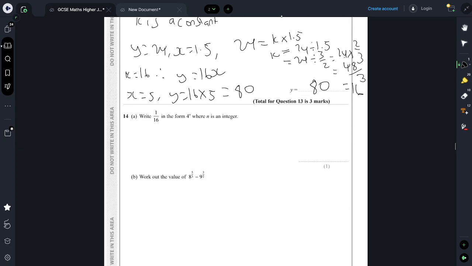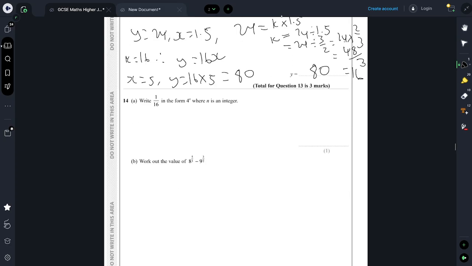Okay, so now on question 14. Write a 16th in the form 4 to the n. So there's a clue here. We can write this in terms of 4. Actually, you should recognise here that 16 is 4 squared. So let's write that down: 1 over 4 squared. Now, you should recognise this is the reciprocal. So that's going to be 4 squared to the minus 1.